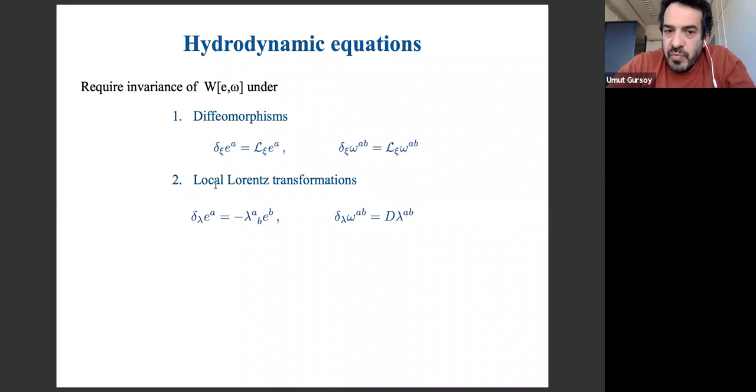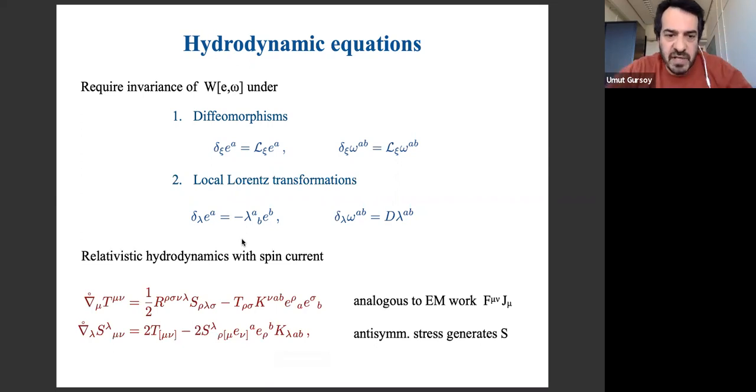And the other equation of motion comes from the local Lorentz transformation. The local Lorentz transformations are of this form. So the vierbein transforms non-trivially. The spin connection, of course, transforms precisely as a gauge field, because that is the gauge field of local Lorentz transformations. And this D is the covariant derivative, etc. So if you assume that the effective action is invariant under these transformations, you get these two equations. The first one comes from the diffeomorphisms, the second one comes from the local Lorentz transformations.